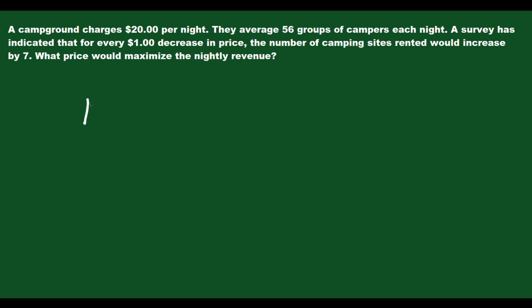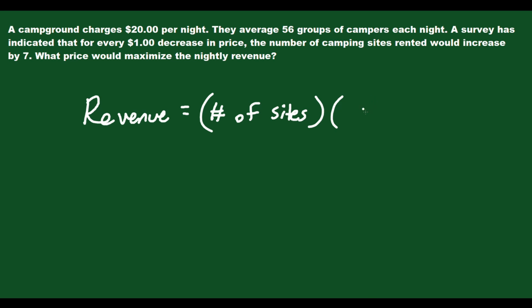First off, we can state that the revenue is equal to the number of sites that you're renting out multiplied by the cost per night. Right, because currently it's 20 times 56, right? That's what it is right now, but that can go up as we're seeing from the survey. They're saying we can make that bigger.